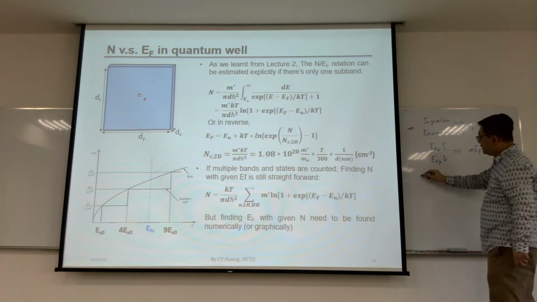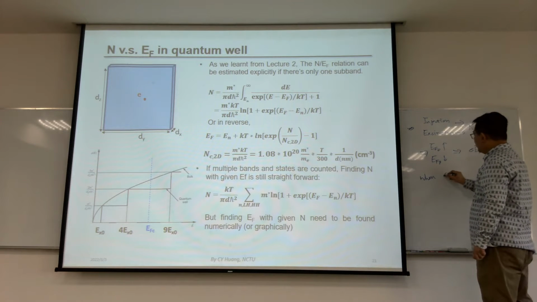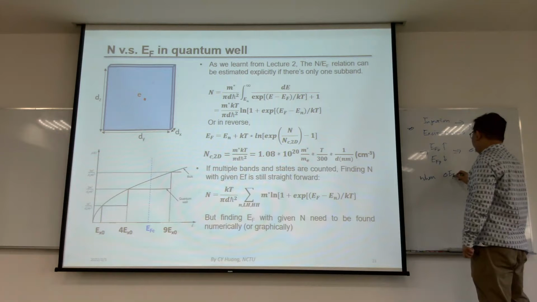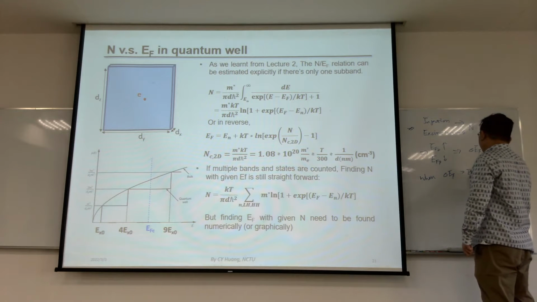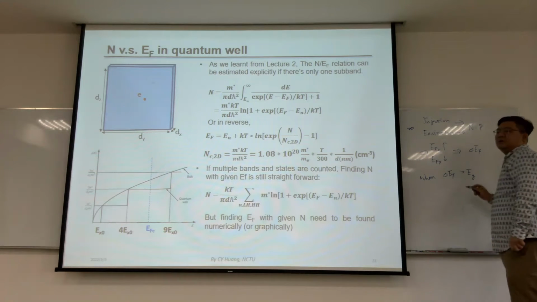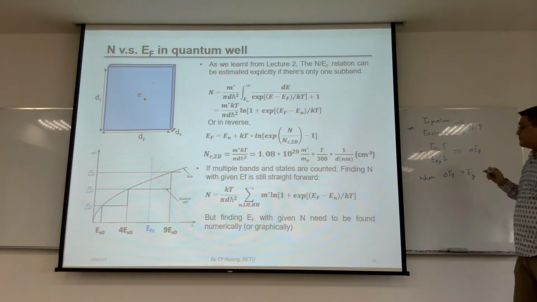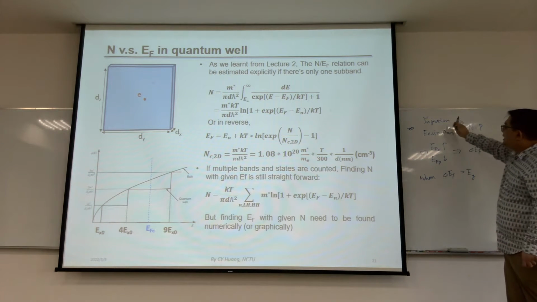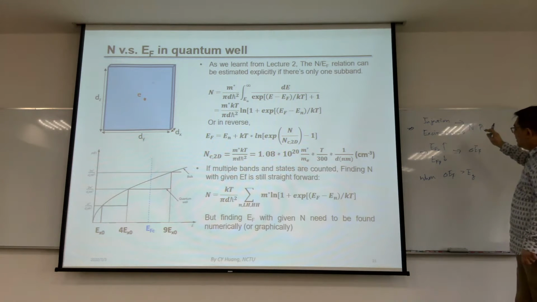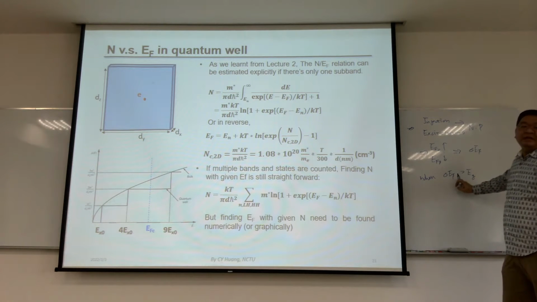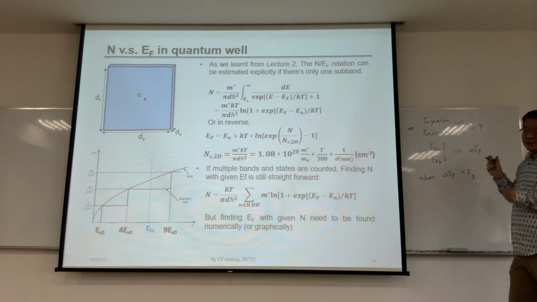Then when delta EF is larger than EG, the material starts to provide gain. But how many injection will give you how many EF is something we haven't known yet.